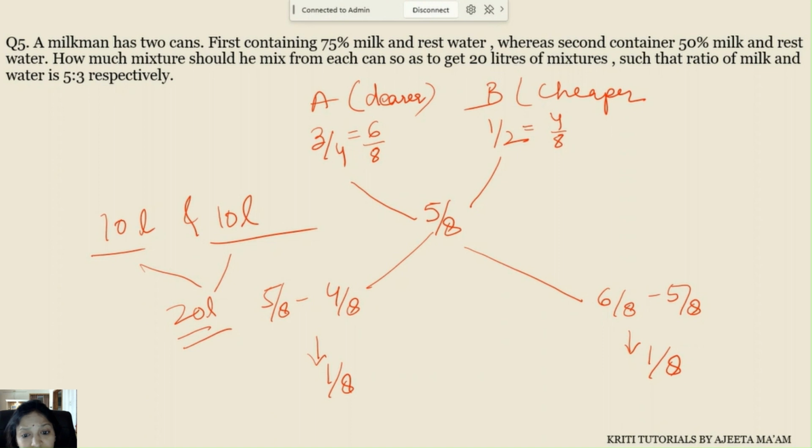So this is a very simple concept of alligations and mixtures which can easily be done, right? So we just have to consider the cheaper and the dearer. If we are clear with that, then we can easily find it, right? So this was all about alligations and mixtures and I hope everyone would have understood it.